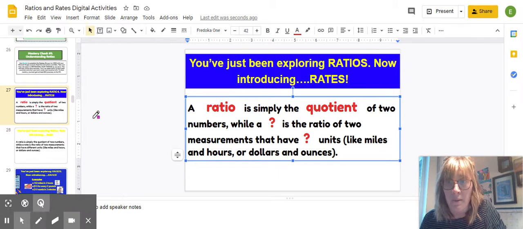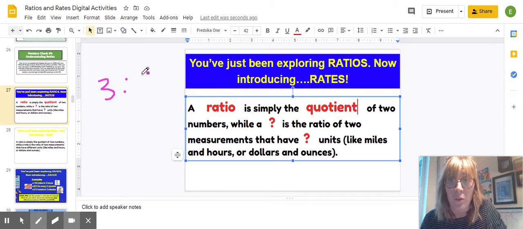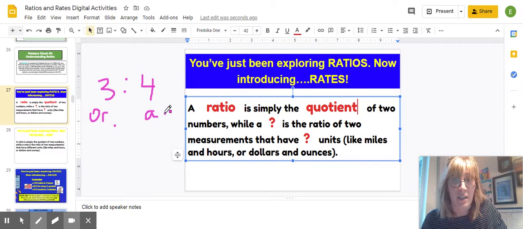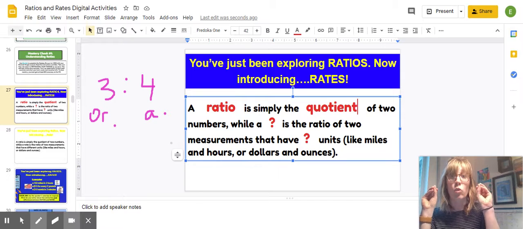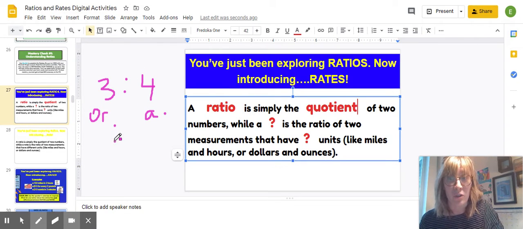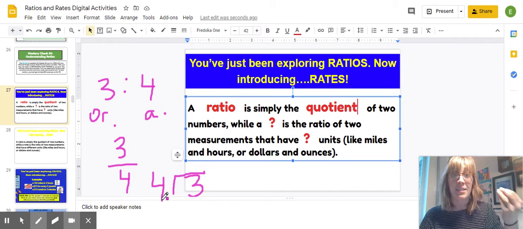So, if we had 3 oranges to 4 apples, right? 3 oranges to 4 apples. We are having a ratio comparison that can be figured out. We can figure out what that ratio is simply by converting it into a division problem, aka a fraction, and solving, right? So 3 oranges divided by 4 apples can get us that ratio comparison.